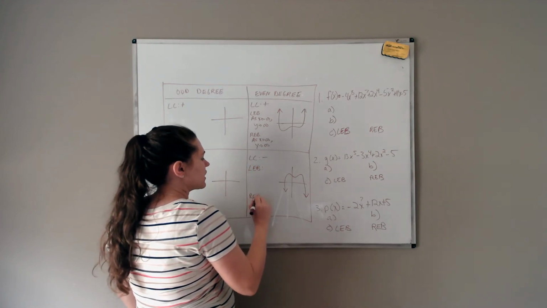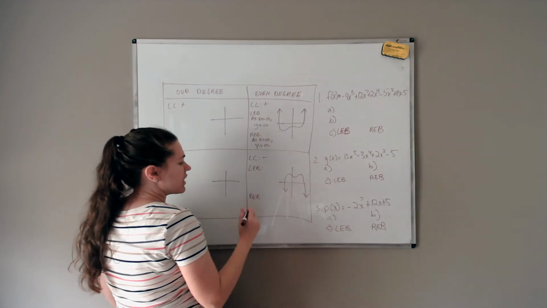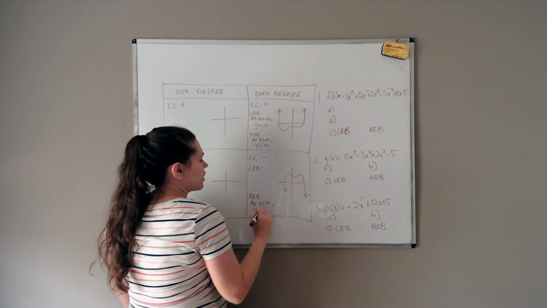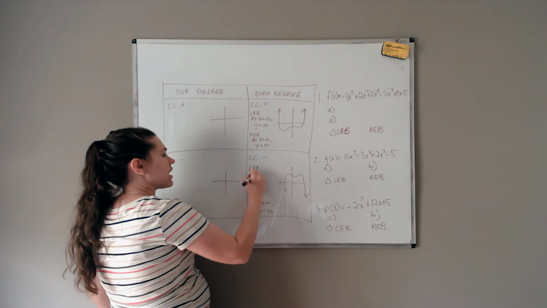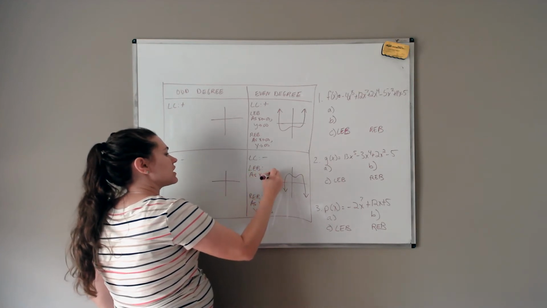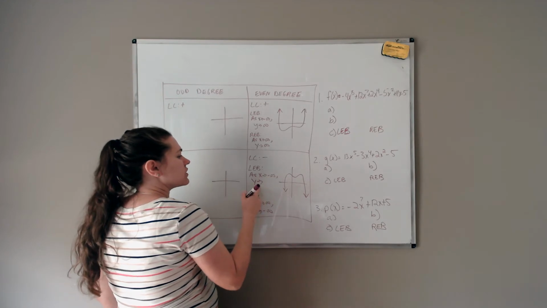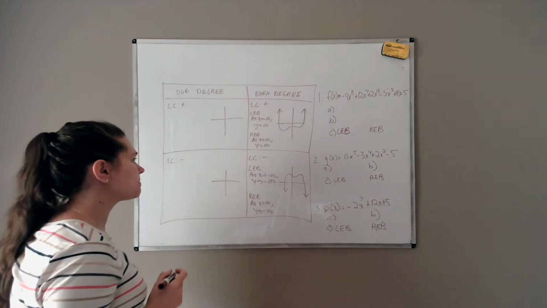So the left end and the right end, we'll write it out. I always work on the right end first because your leading coefficient dictates what your right end is doing. So as x approaches positive infinity, your output approaches negative infinity. And your left end, as x approaches negative infinity, what is it doing? Your output is approaching negative infinity.